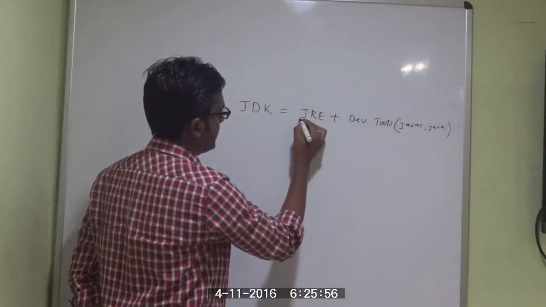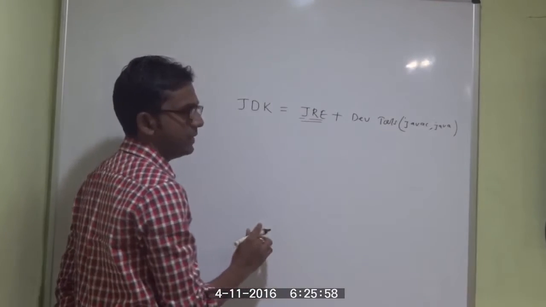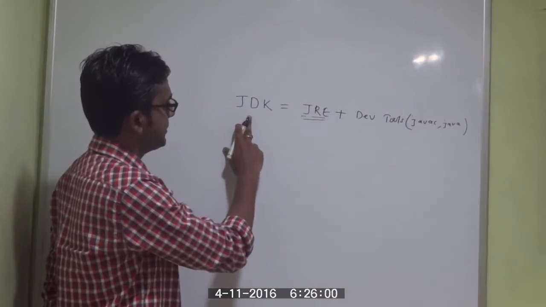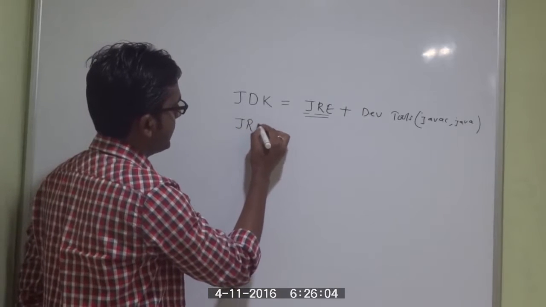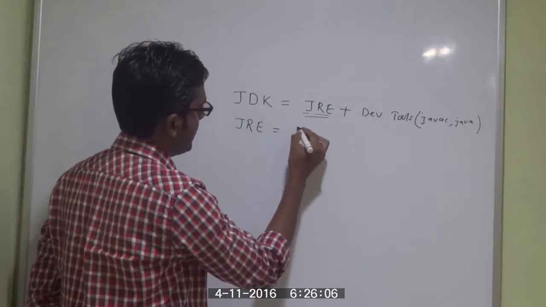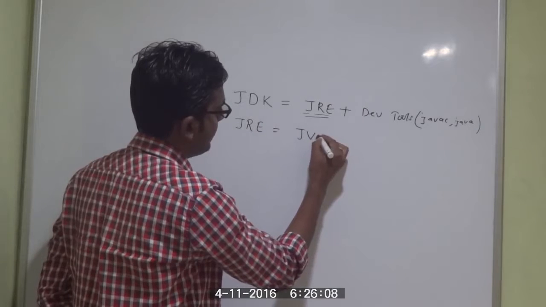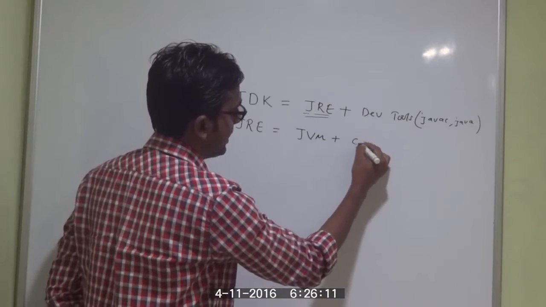What is this JRE? JRE stands for Java Runtime Environment. JDK stands for what? Java Development Kit. Now, in the last video, I also discussed that this JRE consists of JVM, that is Java Virtual Machine, plus class libraries.